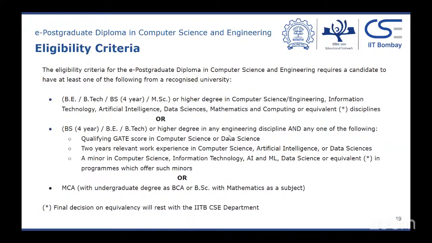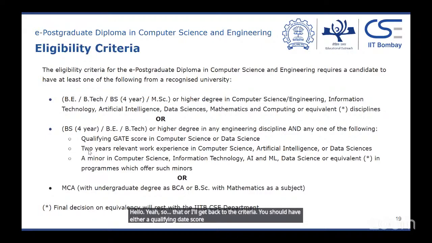You should have either a qualifying GATE score in computer science or data science, or 2 years of relevant work experience in computer science, artificial intelligence, or data sciences. Or if that's not the case, then in your engineering degree or any other qualification that you have completed, you should have a minor in computer science or IT or AIML, data science or equivalent programs.